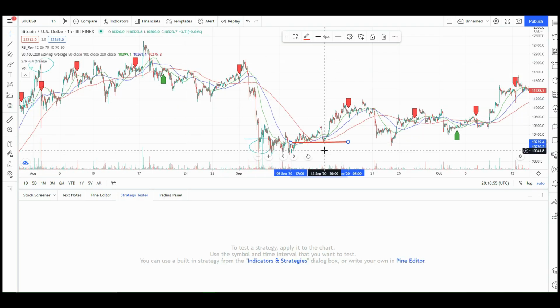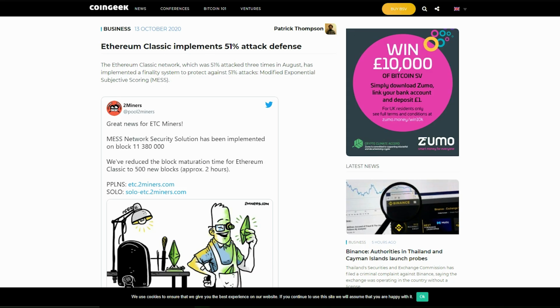its $30,000 price point, it would take $38,000 an hour to perform an attack on Ethereum Classic, and $1.5 million an hour to perform an attack on Bitcoin at its current price. Now, stick with me, because this is without the updates and the upgrades Ethereum Classic has gone through. Now, to prevent this whole 51% debacle, back in October of 2020, Ethereum Classic ended up implementing MESS.